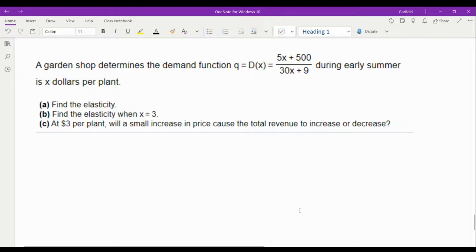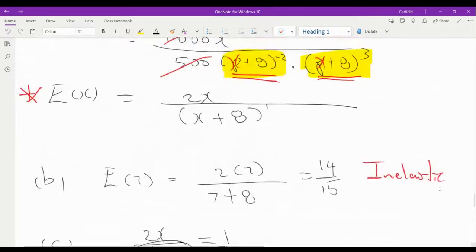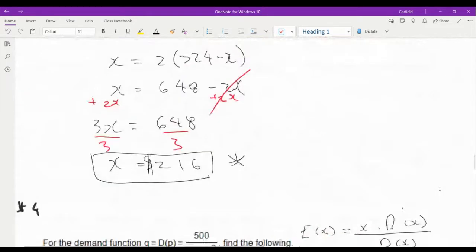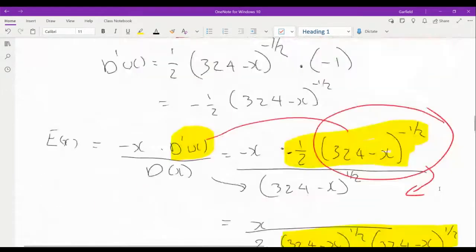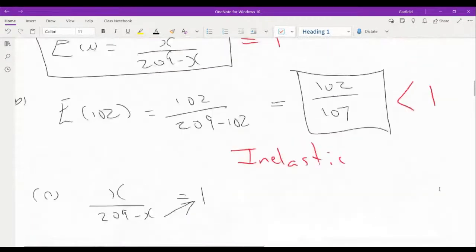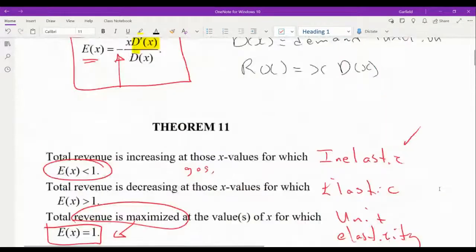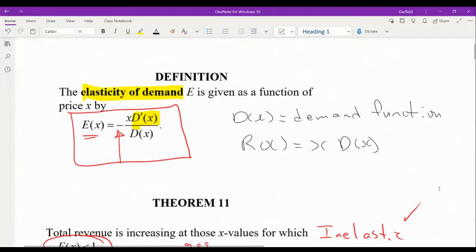All right, so find the elasticity. This is much different from what we're doing. If you go back, this is the same section we're in. I just copied it on the bottom of this. So we're going back to this theorem, that elasticity is equal to negative x times d prime of x over d of x, where d of x is a demand function.